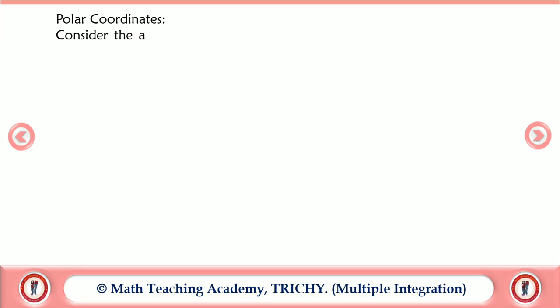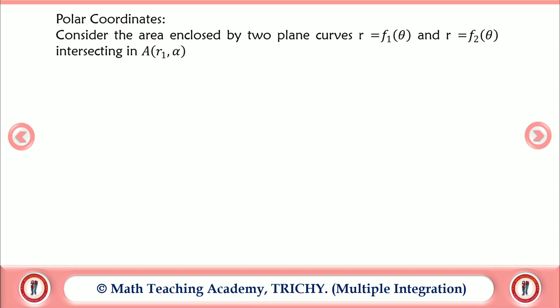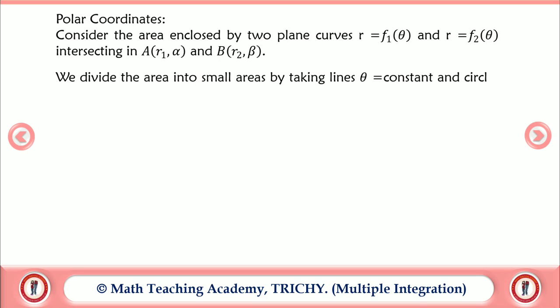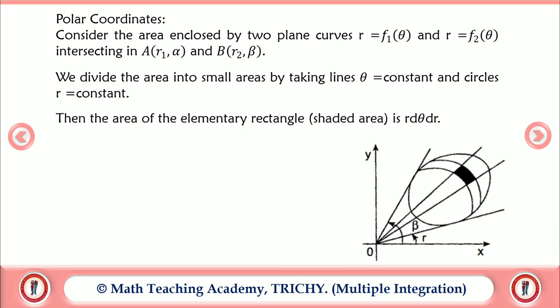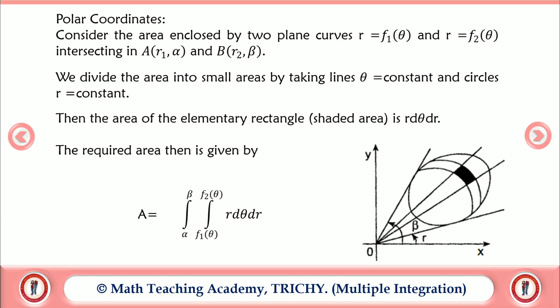Polar coordinates. Consider the area enclosed by two plane curves r is equal to f1 of theta and r is equal to f2 of theta, intersecting at A of r1 comma alpha and B of r2 comma beta. We divide the area into small areas by taking lines theta is equal to constant and circles r is equal to constant. Then the area of the elementary rectangle, which is shown in the figure as the shaded area, is r d theta dr. Then the required area is given by A is equal to integral alpha to beta, integral f1 of theta to f2 of theta, r d theta dr.